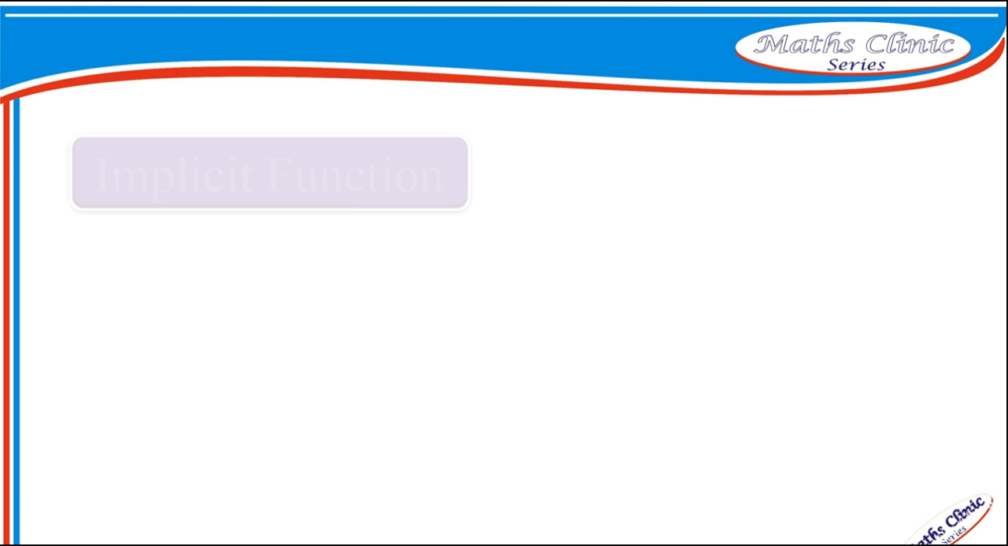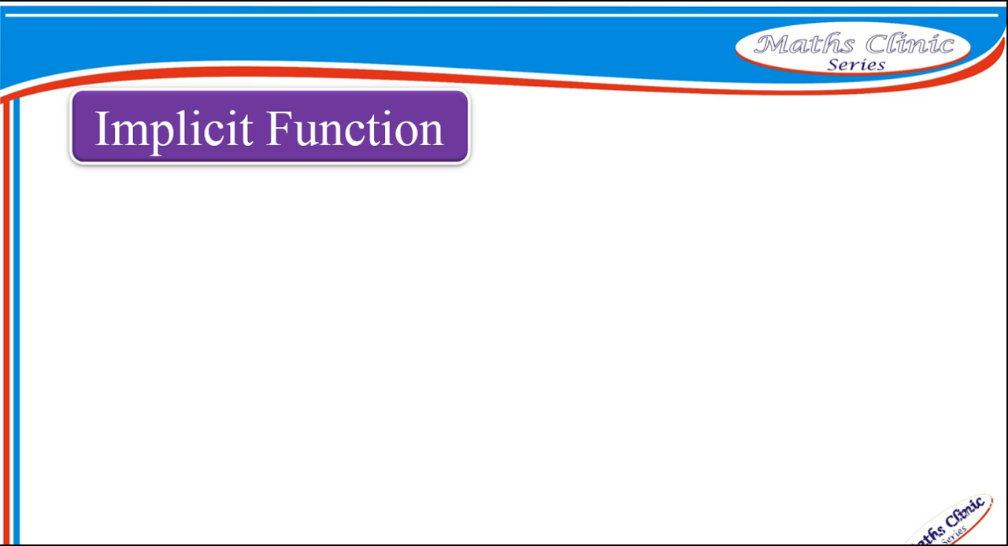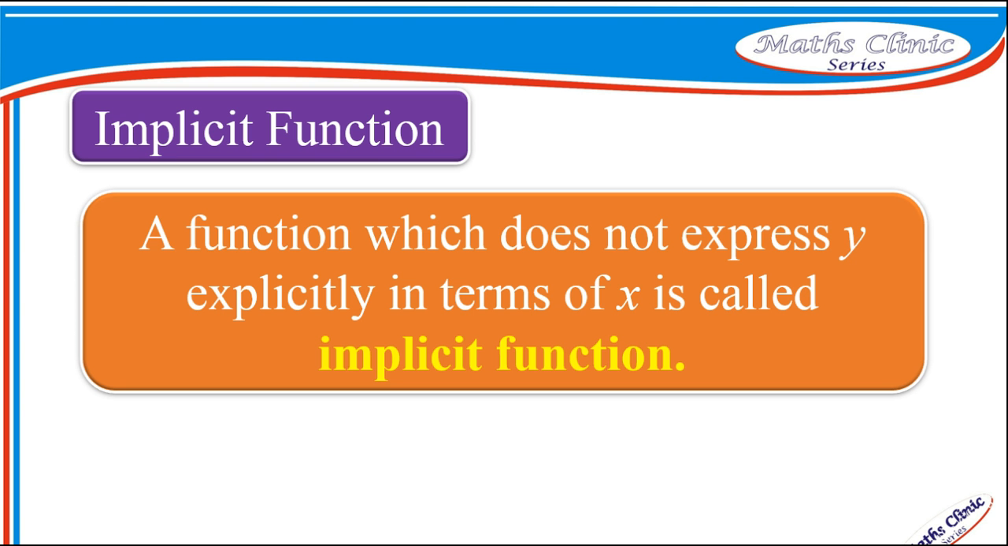Now we want to look at implicit functions. We have two types of function here, the implicit and explicit. Mostly all the functions we've been dealing with are explicit functions. With the implicit function, we are saying that a function which does not express y explicitly in terms of x is called an implicit function.